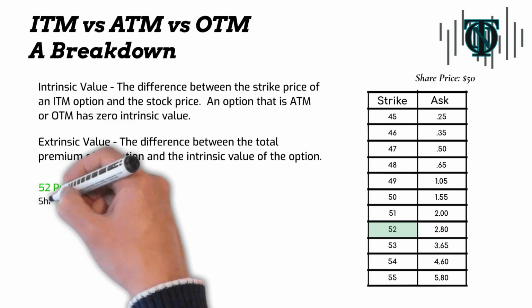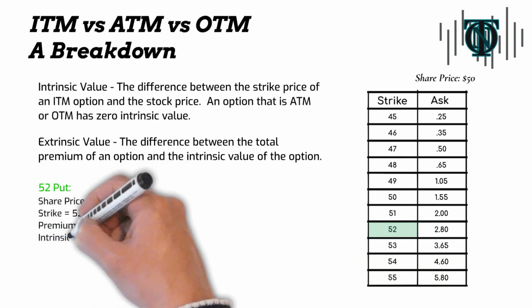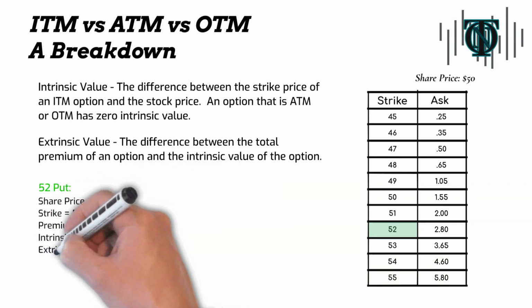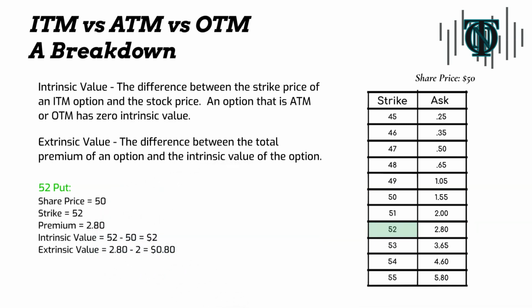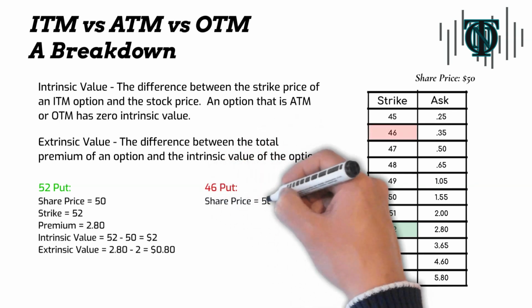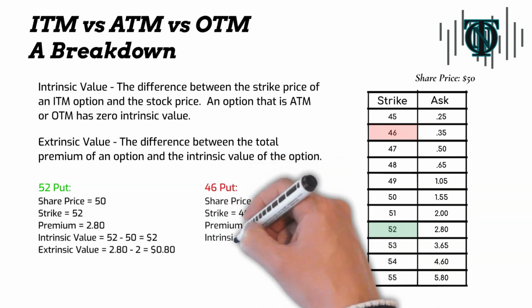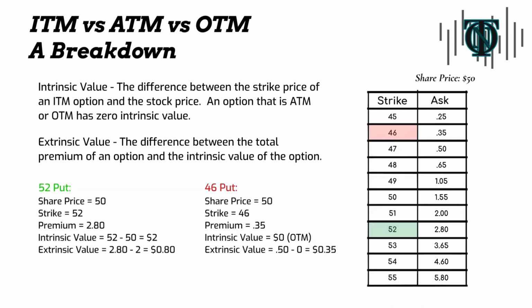With a share price of $50, a strike of 52, and a premium of $2.80 based on our chart, we can say that we have an intrinsic value of $2, $52 minus $50, and an extrinsic value of 80 cents. If we look at a 46 put, according to the chart, we'll have a premium of 35 cents, an intrinsic value of 0, and an extrinsic value of 35 cents. Again, intrinsic value is the value you would expect to receive if you exercise your options. So in the case of puts, you only have intrinsic value if you sell your shares for a price higher than the current stock price.